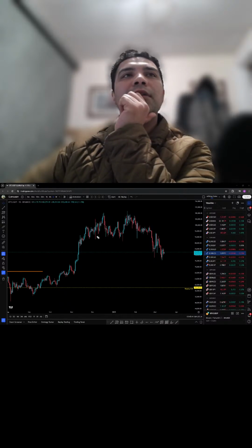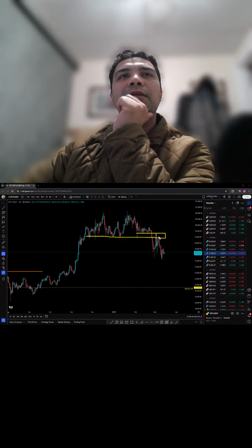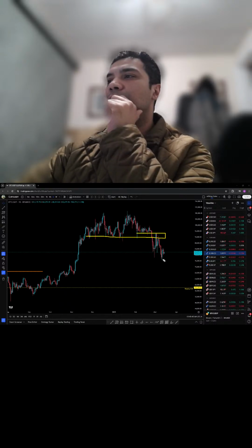What is happening with BTC, by the way? This is like a downtrend. After this support, we can see that the prices pulled back, continuation, and went on the downside.